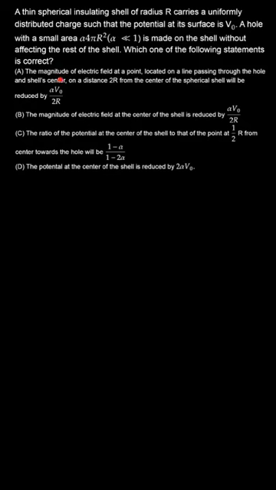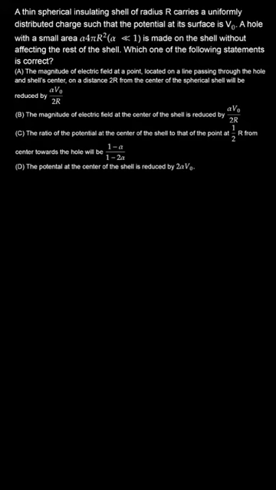Option A: the magnitude of electric field at a point located on a line passing through the hole and shell center, at a distance 2r from the center of the spherical shell, will be reduced by alpha times V naught by 2r. Second option, we have to find out the magnitude of electric field at the center and whether it is reduced by alpha V naught by r or not. Option C, the ratio of potential at the center of the shell to that of the point at r by 2 from center towards the hole will be 1 minus alpha by 1 minus 2 alpha. And option D, the potential at the center of the shell is reduced by 2 alpha V naught.